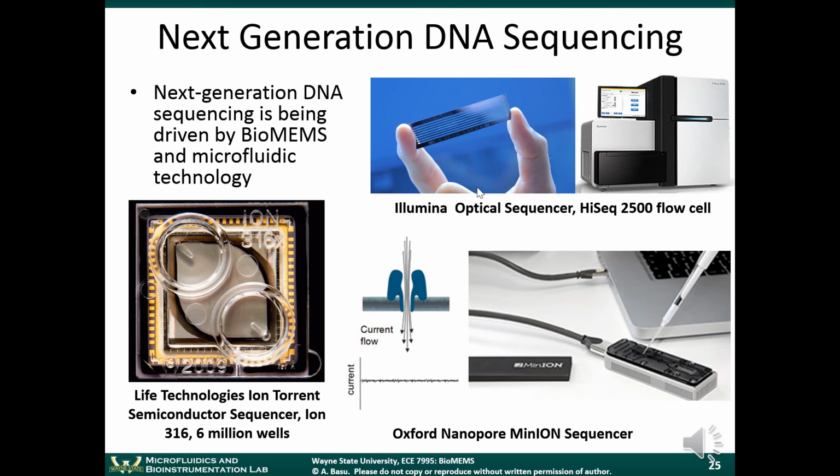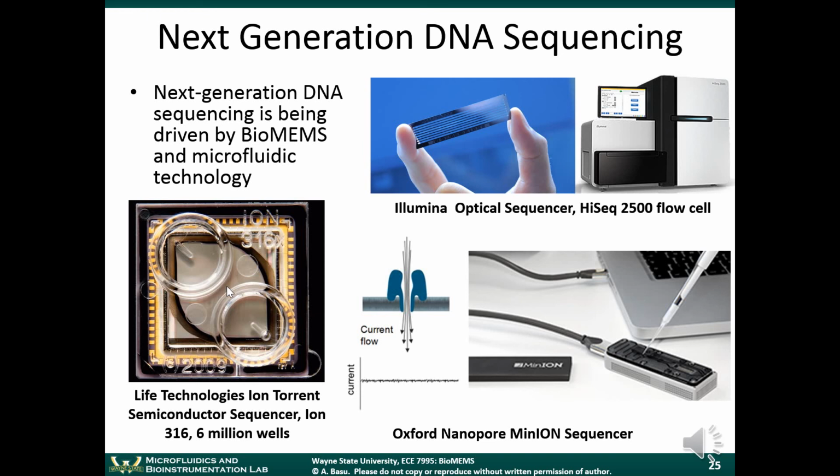Ion Torrent was a company that was ultimately bought by Life Technologies. They use semiconductor sequencing. They have 6 million individual wells. We talked about wells where each well is chemically isolated. They have 6 million different wells where they put DNA strands into each one of those wells, and then they sequence each and every one of those strands.